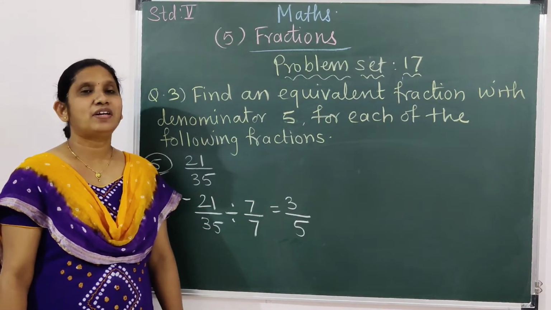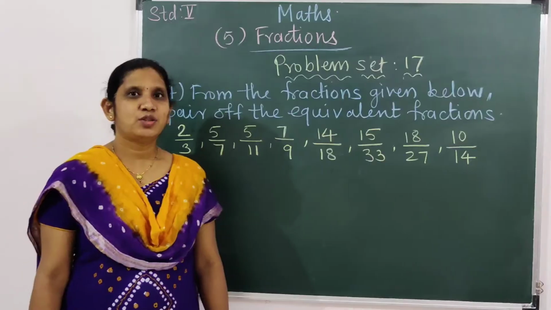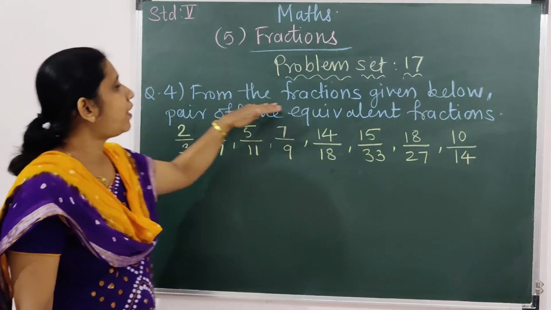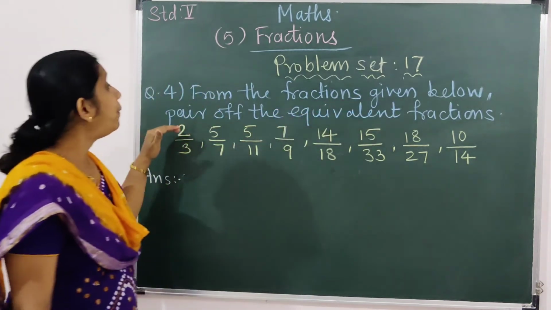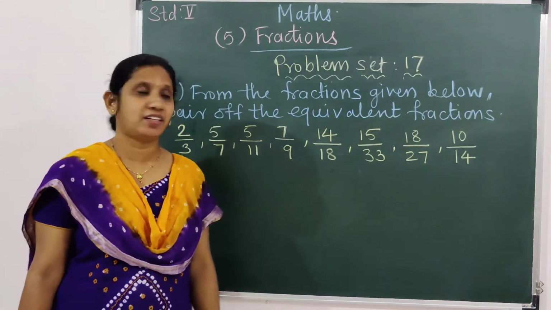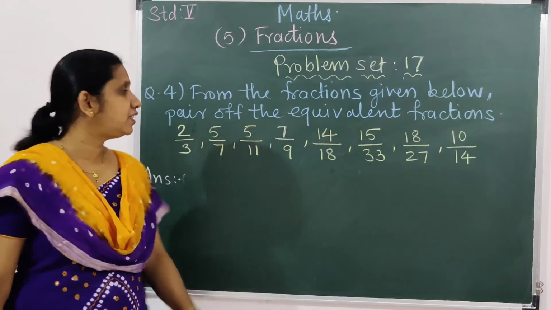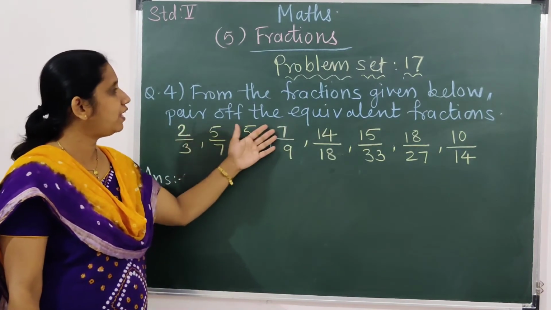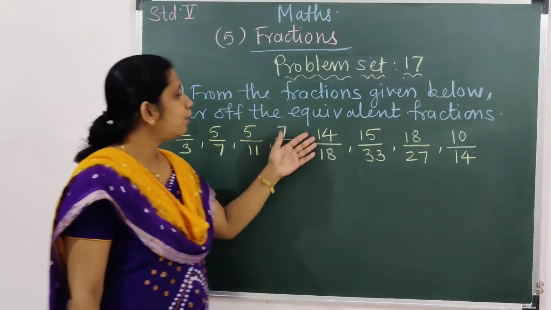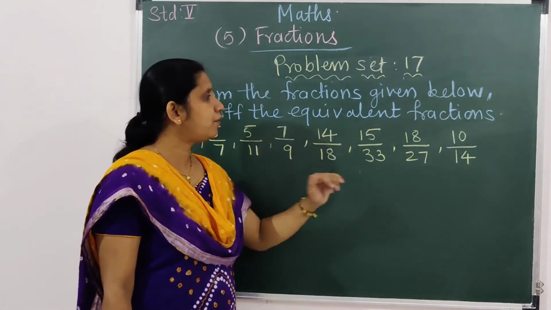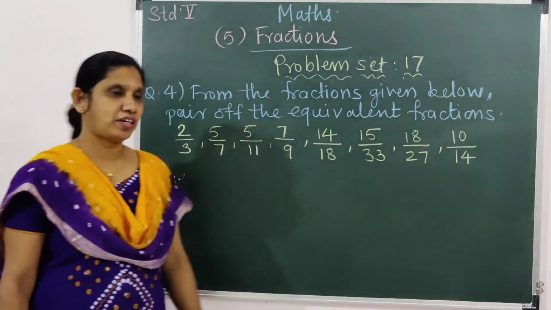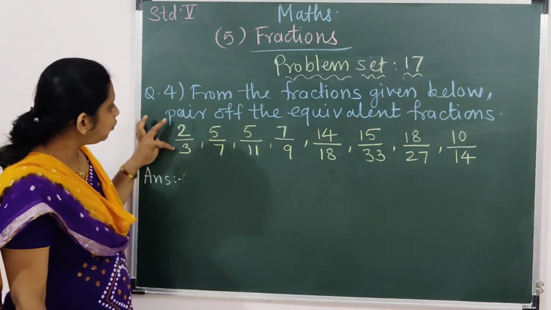We'll study question number 4. See the question. From the fractions given below, pair off the equivalent fractions. See the list of fractions given: 2 upon 3, 5 upon 7, 5 upon 11, 7 upon 9, 14 upon 18, 15 upon 33, 18 upon 27, 10 upon 14. See now this fraction 2 upon 3.